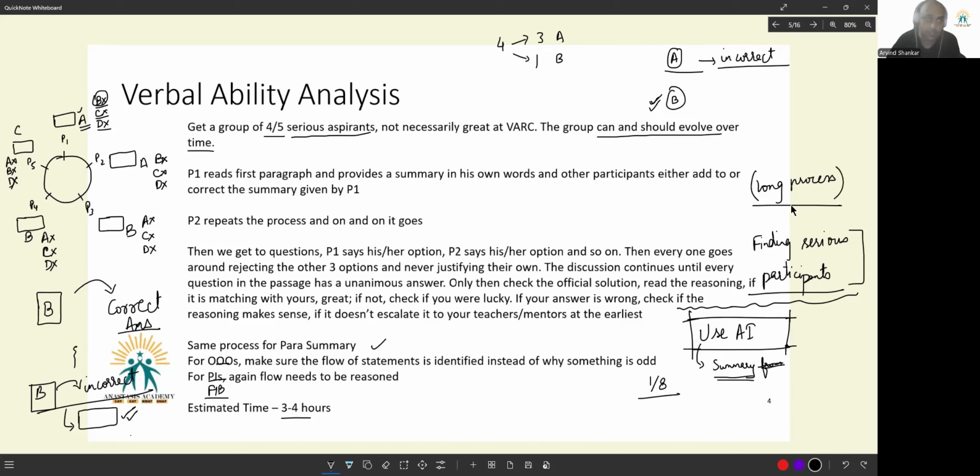Even if it is a long process, see, you can either do it right or you can do it quick. Doing it right will require you to go through long periods of discussion, a long process. If you can find the time and the people for it, there is no gain like it. That is the best way to improve. But if you can't, then you can perhaps use AI for summary generation, and that will be all. Okay, that is all from my end for VA analysis.